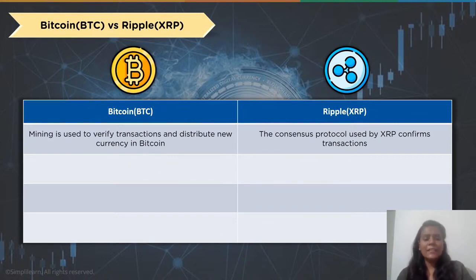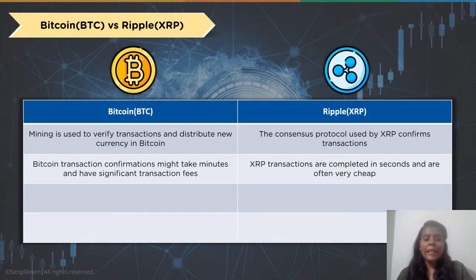Whereas the consensus protocol used by XRP confirms transactions. For a transaction to be accepted, it must receive the approval of a majority of validators who actually review it. Then Bitcoin transaction confirmations can take several minutes and are associated with significant transaction charges due to the intricate and expensive nature of mining utilized in the cryptocurrency. But on the other hand, XRP transactions are instantly confirmed and have very cheap transaction fees. The user is charged a small amount of XRP each time a transaction is completed on the Ripple network.